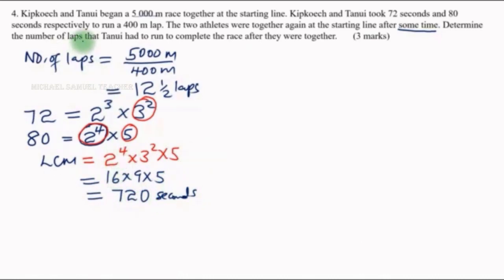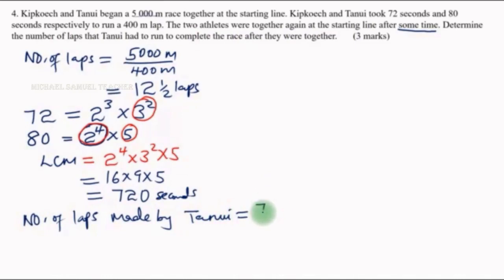Now, the number of laps made by Tanui, to determine the number of laps that Tanui had to run to complete the race after they were together. So, the number of laps made by Tanui is 720 divided by 80. So, this is 9 laps.